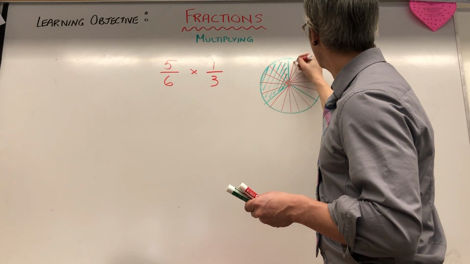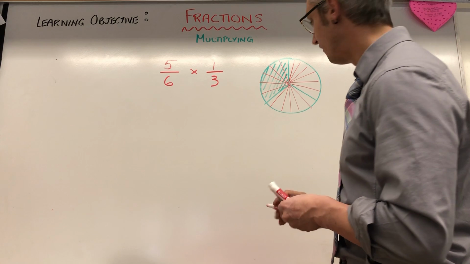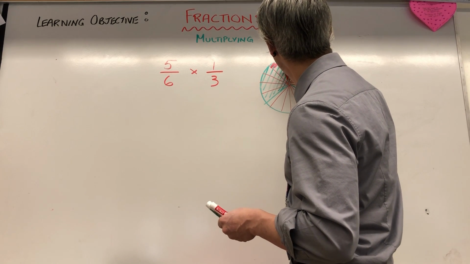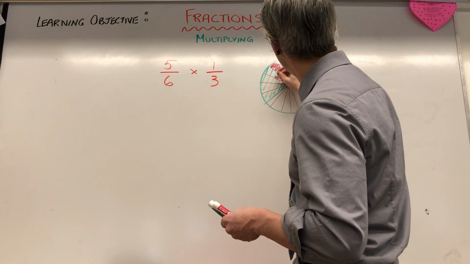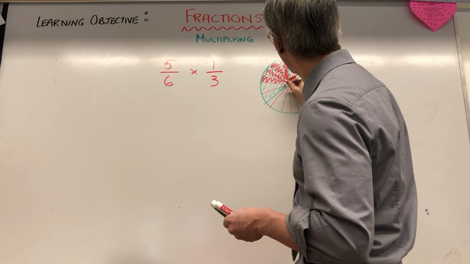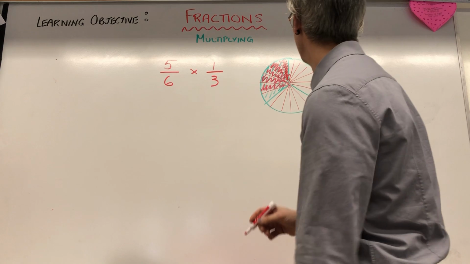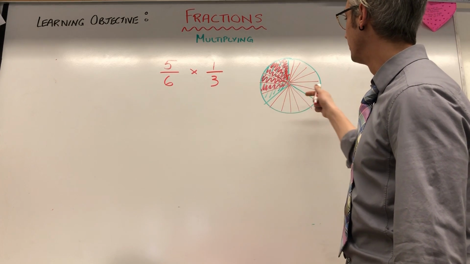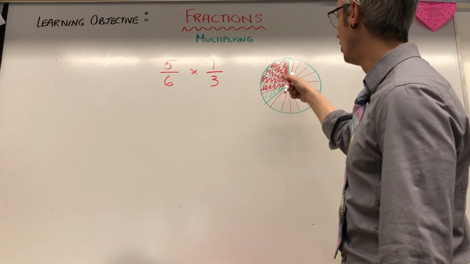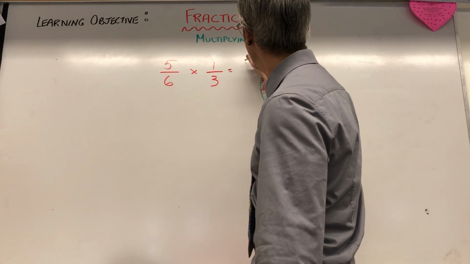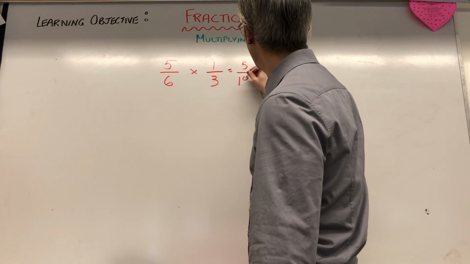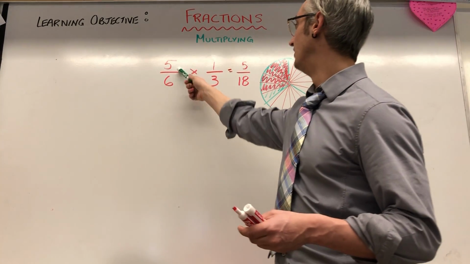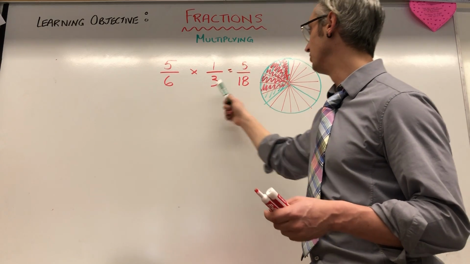4, 5, 6. Okay? Now I want 5/6 of my third. So 2, 4, 5. Now I have 5, but I split each of my thirds into 6. So 3 times 6 is 18. So I'm actually going to have 5 slices out of 18. And if I were to do the straight multiplication, I would get 5 times 1 is 5, 6 times 3 is 18. And I'm done.